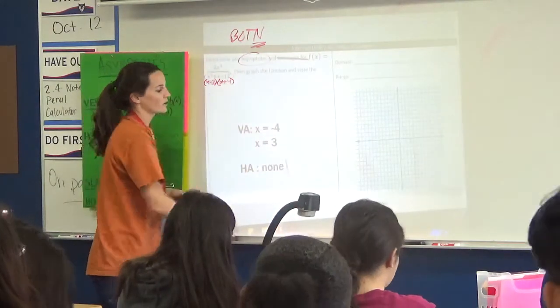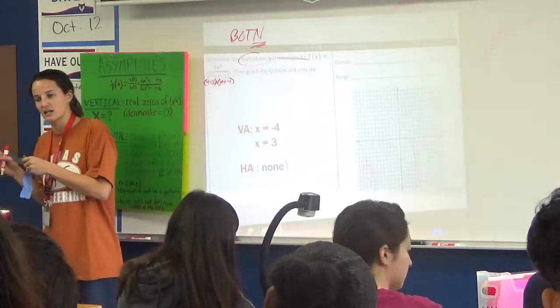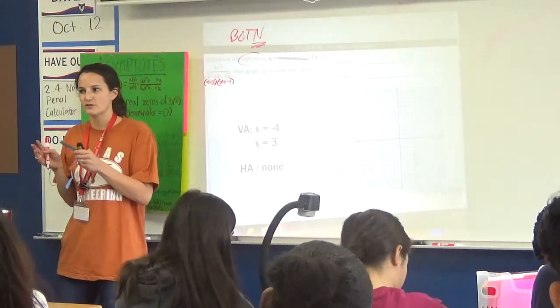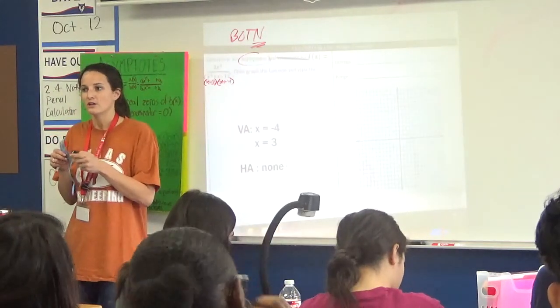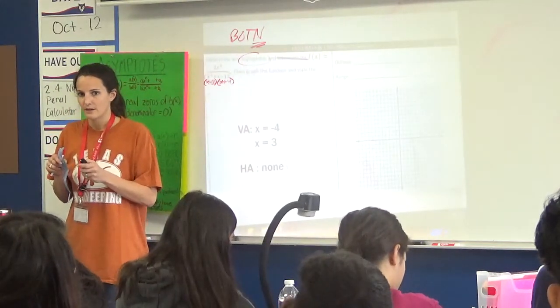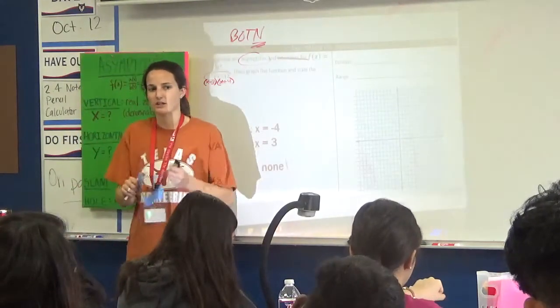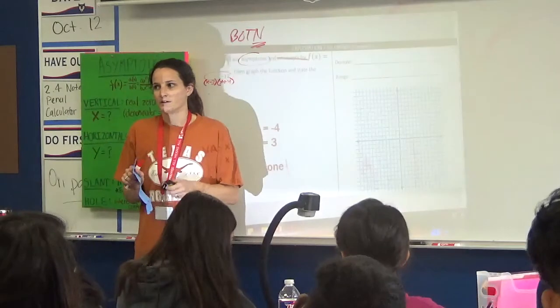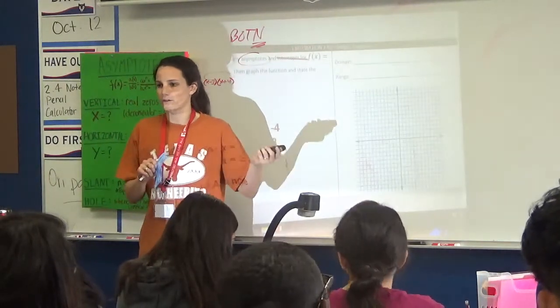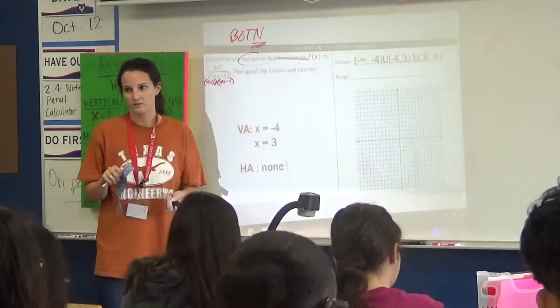Alright. So for our domain, we would say we're starting at negative infinity. We're going along. Where's the first time we hit a vertical asymptote? Negative 4. Stop. Then, pick up from negative 4. We're going along. When's the next time we hit another one? 3. Stop. And then, from 3, we don't have any others, so it looks like this. Okay?